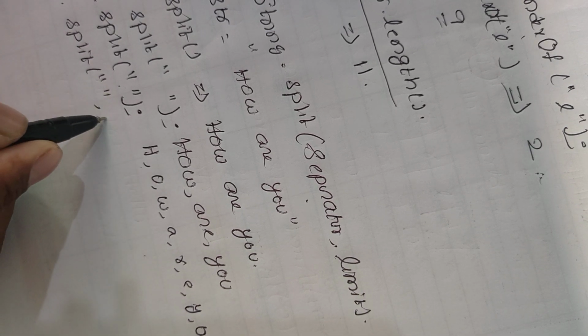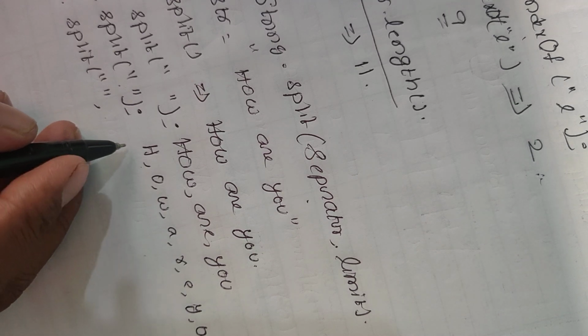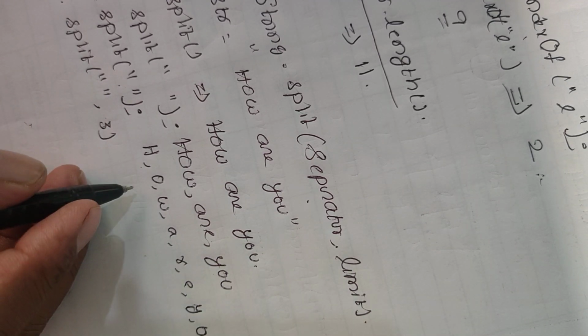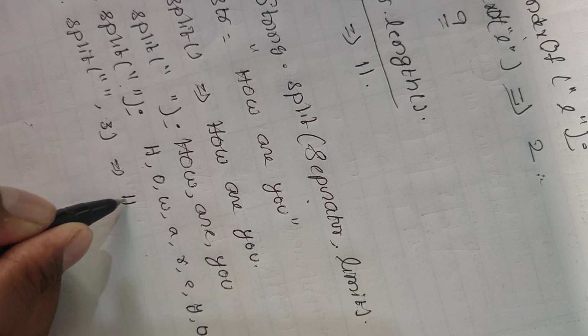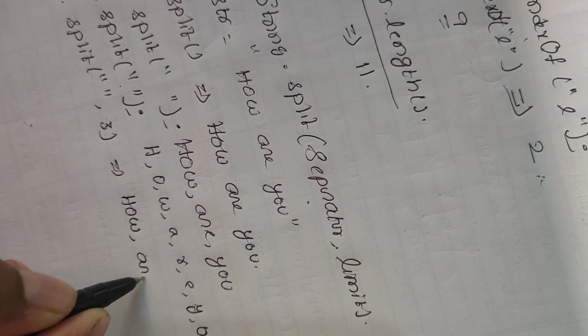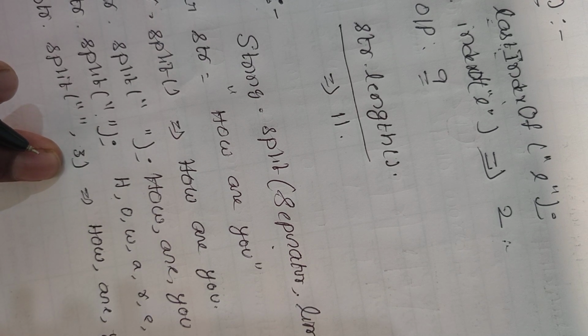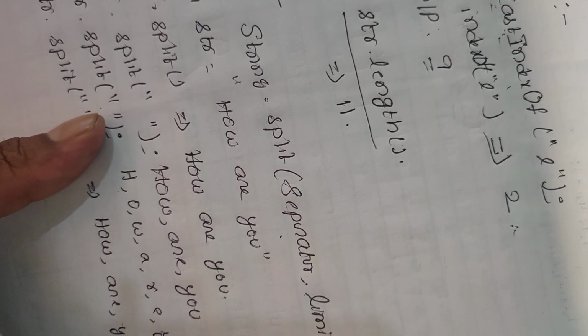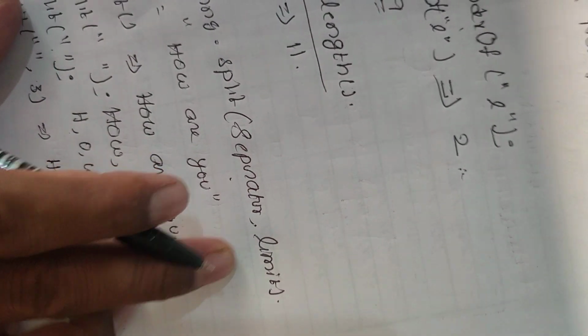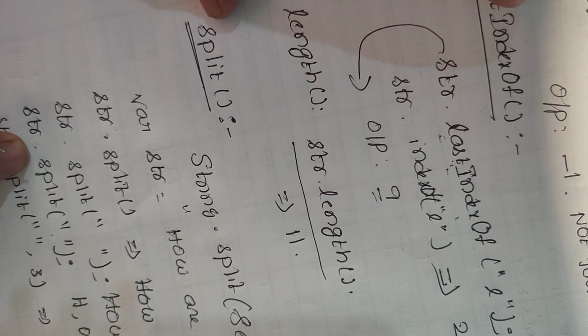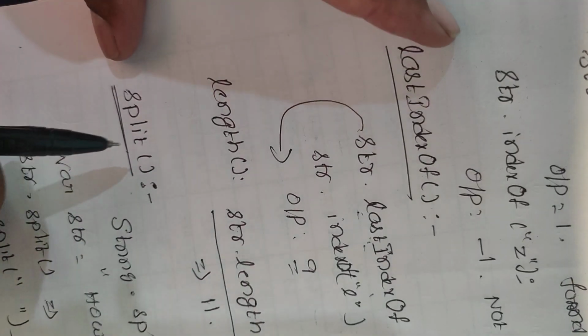But if you want to represent the same words by three letters, then the output becomes HOW comma ARE comma YOU. Please observe here the space, then comma; the three letters are separated by that. This is nothing but a separator and a limit. Okay, this is about the split method.